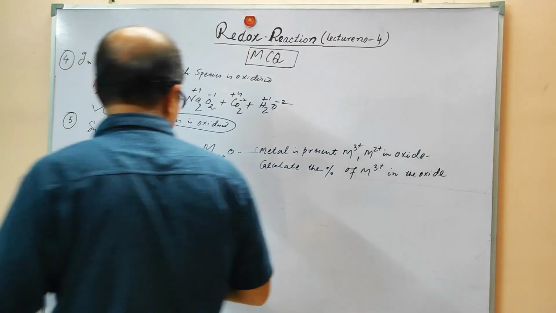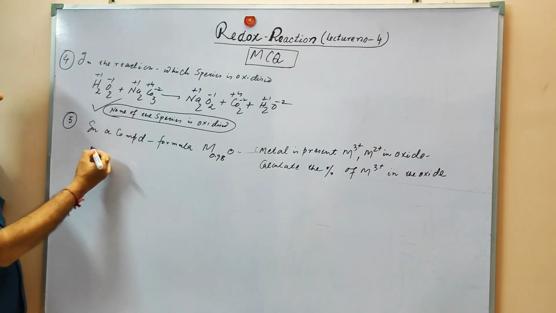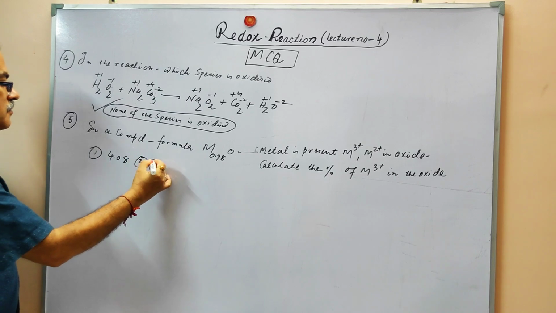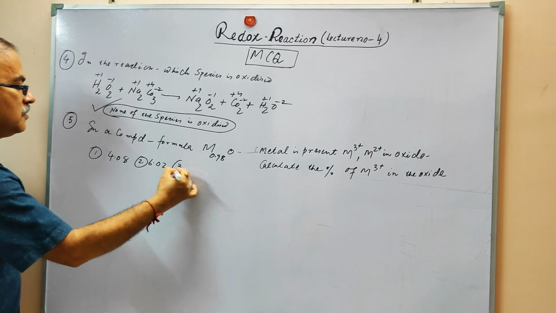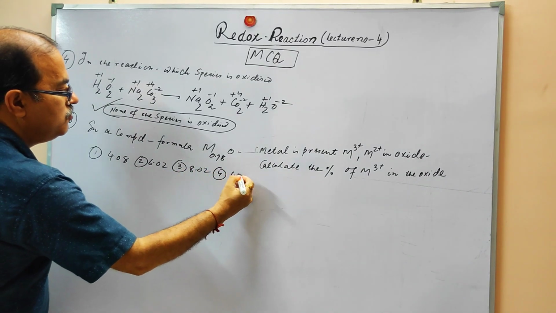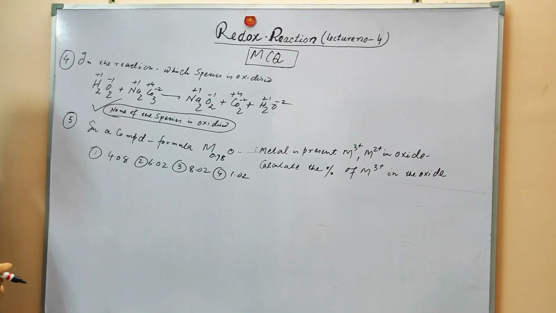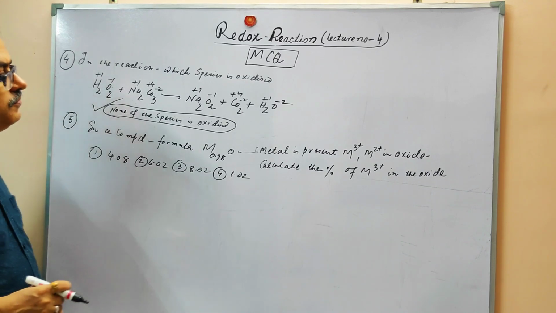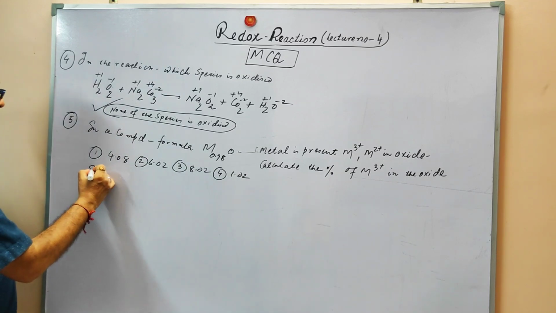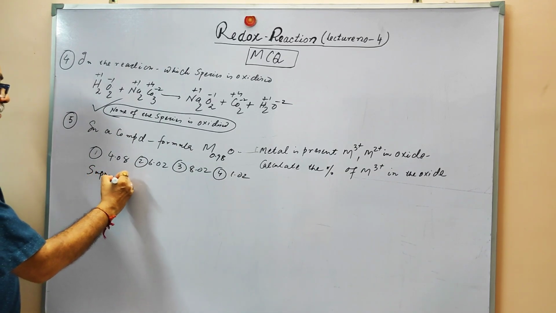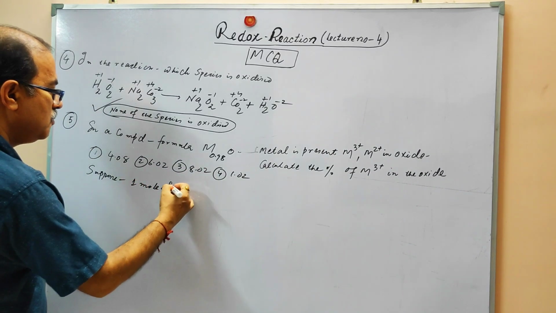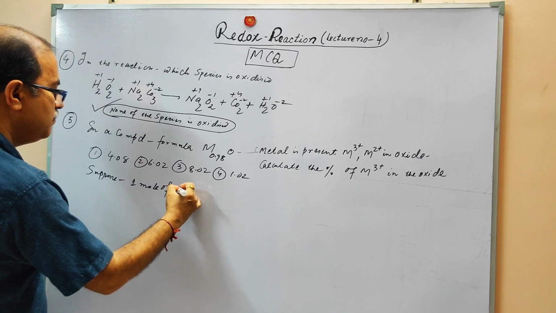Options are given. Option 1 is 4.08, second option 6.02, third option 8.2, and fourth option 1.02. What will be the right answer? How do we solve it? Let us understand. First, suppose we take 1 mole of this oxide.